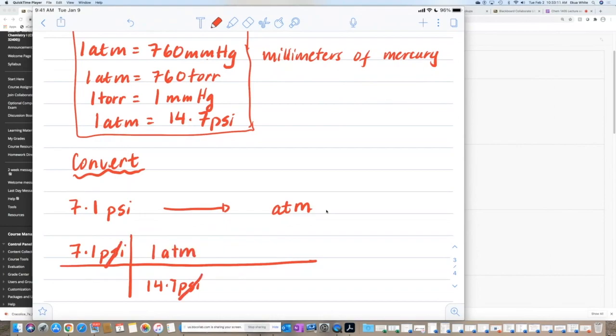So psi and psi cancel out. You see, we're already using the same principle we learned in the previous chapter in our conversion, because every time we do conversion, we're doing dimensional analysis, right? So now I'll take 7.1 divided by 14.7, and that gives me 0.4829 ATM.